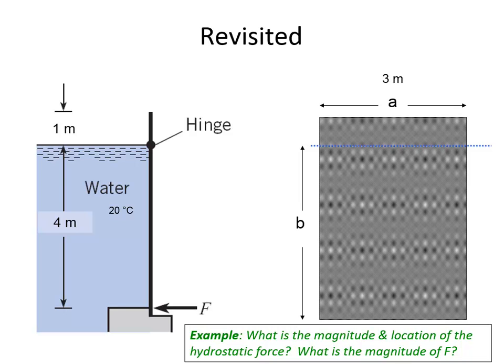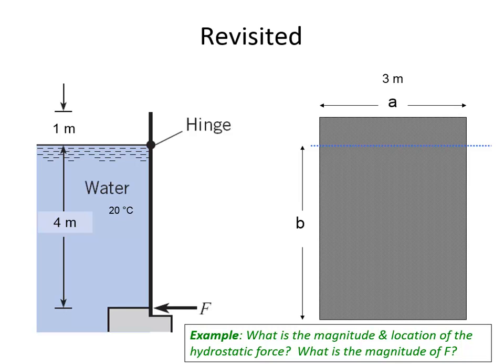The pressure at the centroid is delta H times gamma. So 9790 newtons per meter cubed times the 2 meter depth, and the pressure at the centroid is 19,580 newtons per meter squared.